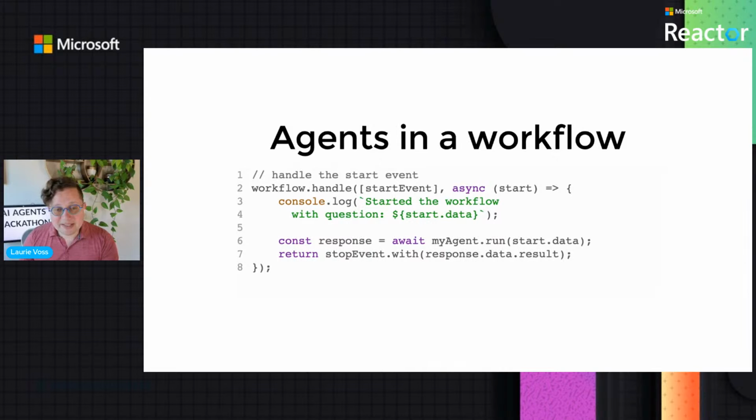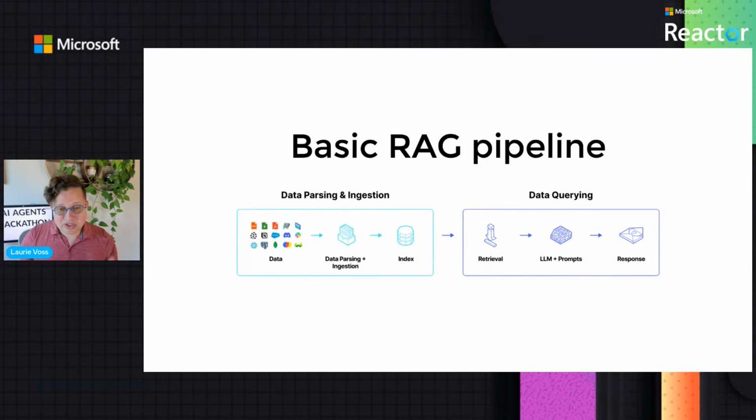Calling your agent from inside a workflow step means calling agent.run. The results of your agent will be in data.result, and that's it. Your workflows can now run sub-agents, which can call any tools you want. Remember, these tools can do anything. They can fetch data, they can take actions, therefore your workflow can do any of those things.